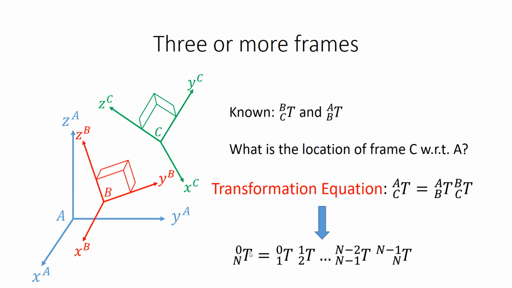If we have a bunch of transformations, say we have n of them, and we want to know the transformation from n all the way to 0, we just chain them all together. The transform from n to n minus 1, multiplied by the transform from n minus 1 to n minus 2, go all the way back down until we finally get to the transform from 2 to 1, and then the transform from 1 to 0. That would give you the transform from n all the way back down to 0.